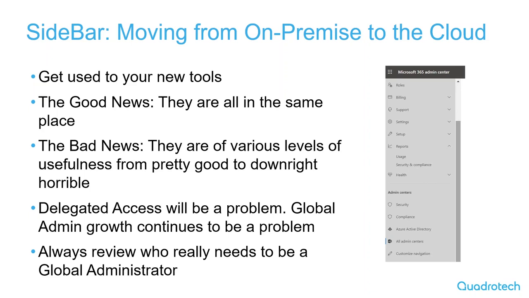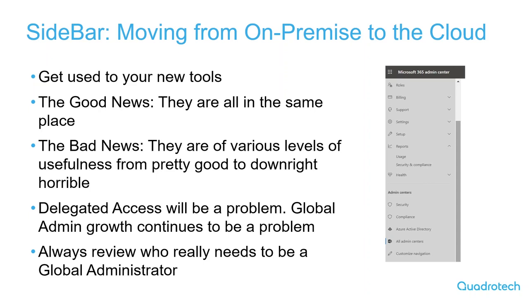You'll have no tools, and you'll have to look at the new administrative tools. The Office 365 Admin Center is huge. There's a lot there. Like I say, the good news is they're all in the same place, so you just go to one place for that. The bad news is that there are various degrees of usefulness. Some of the admin centers are really good, to really downright horrible. Things like Security Compliance Center, for example, is one that people struggle with a lot.